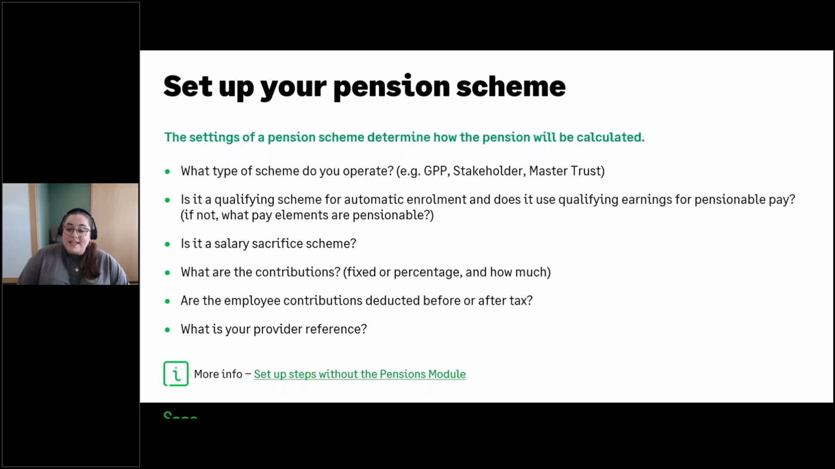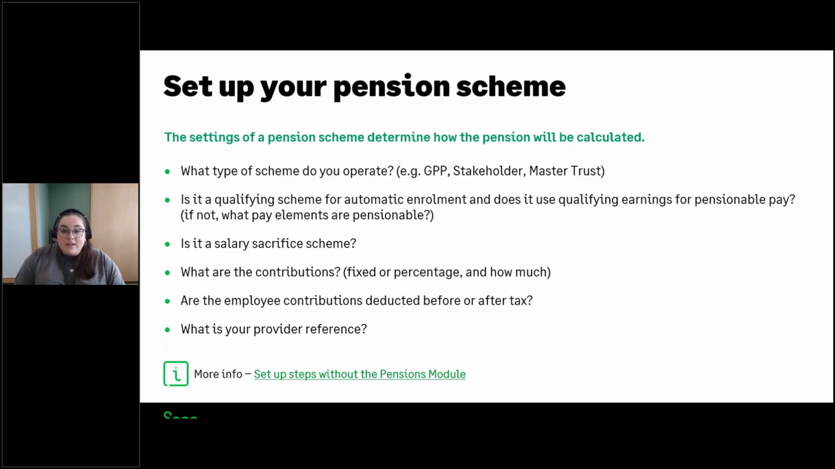And last but not least, what is your provider reference? So that's a reference number that you will be able to get from your pension provider, which you can put into the pension scheme in Sage 50 Payroll. Now, if you are unsure about any of these and how your pension scheme is set up, your pension provider will be able to provide this information for you. So do double check this, make sure you've got the correct information, because as I say, Payroll will look at these different settings and determine how the contributions and things are calculated based on this.